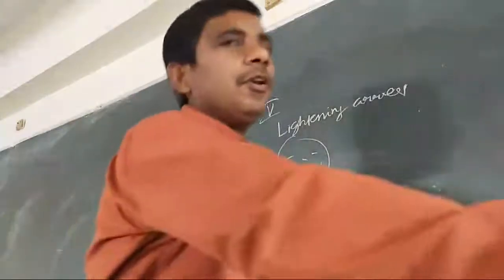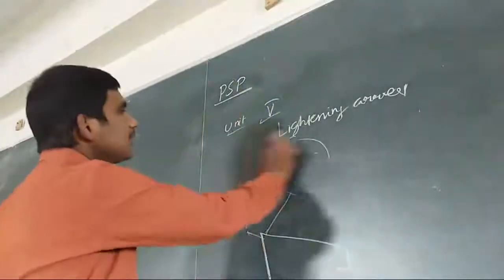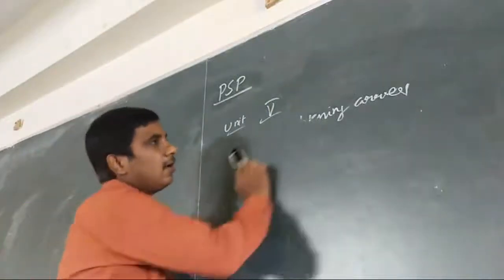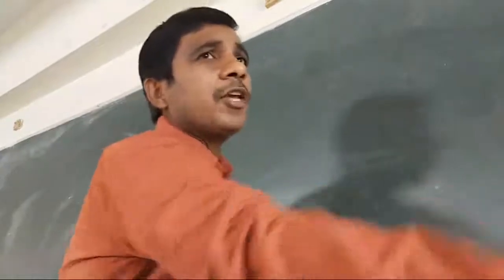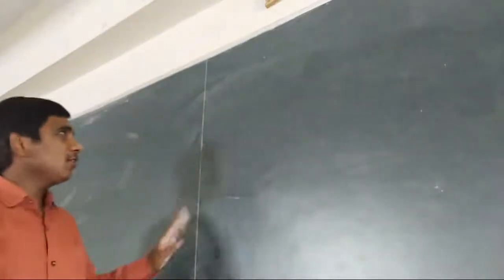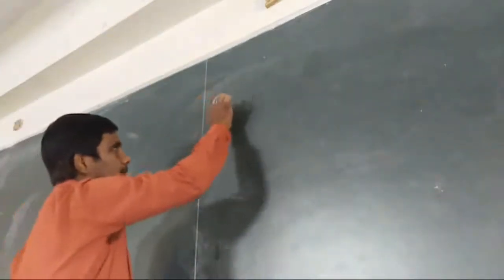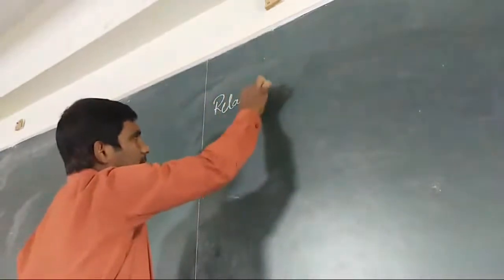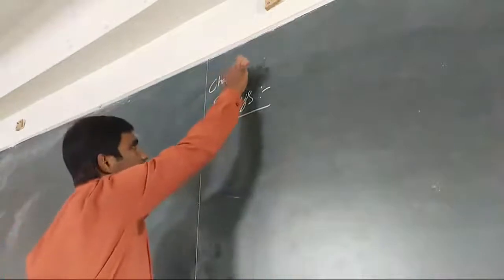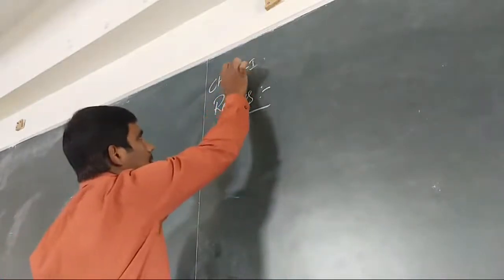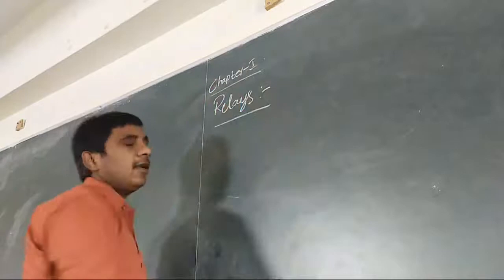Now we go for unit 1, that is chapter 1, relays. The units related to power system protection we studied previously. Now we go for relays. Chapter 1, or unit 1, is relay.